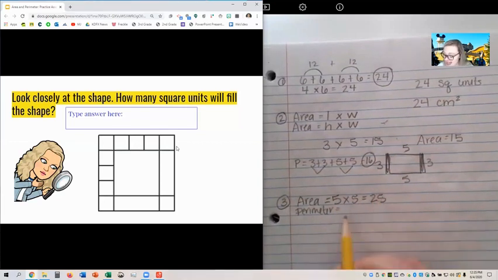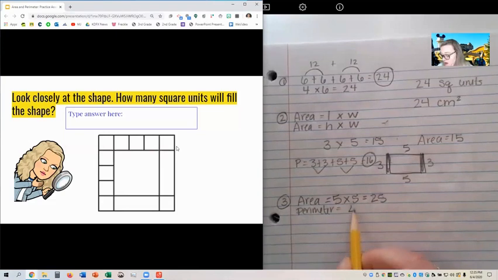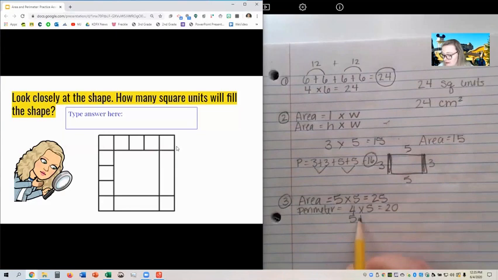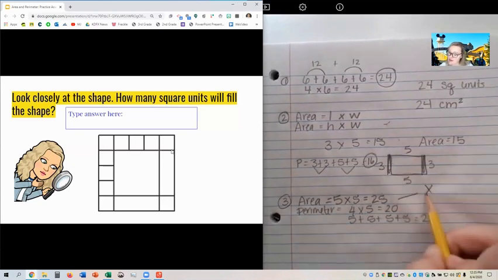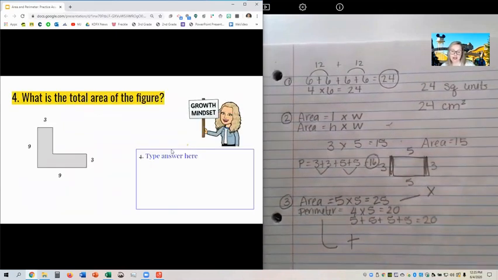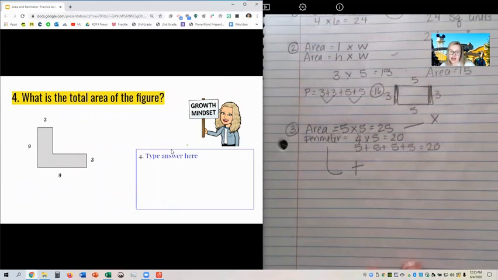Okay. Now I'm going to be able to add 4 groups of 5, which is 20, or I could add 5, 5, 5, and 5. Still going to get that 20 for the perimeter. Just remember, for area we multiply, for perimeter we add. Clicking again. Now we're going to look at this one.